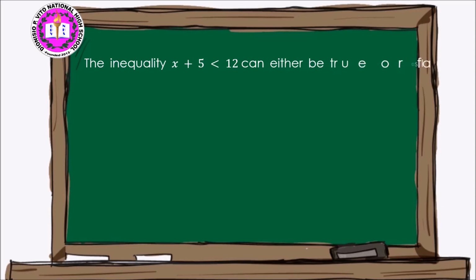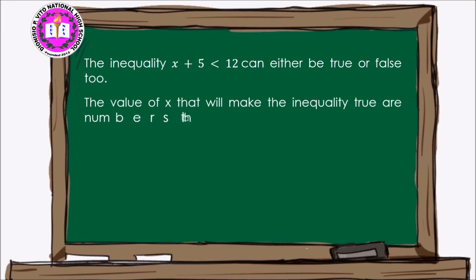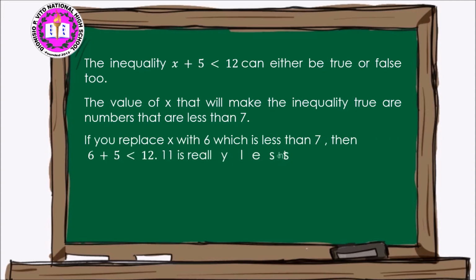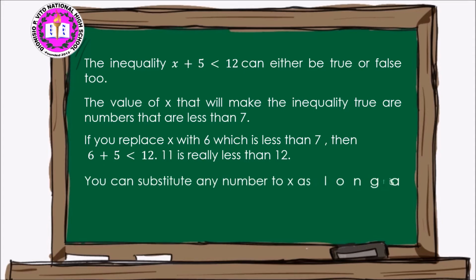The inequality x plus 5 less than 12 can either be true or false too. The values of x that will make the inequality true are numbers that are less than 7. If you replace x with 6, which is less than 7, then 6 plus 5 is equal to 11, which is really less than 12. You can substitute any number to x as long as it is less than 7.